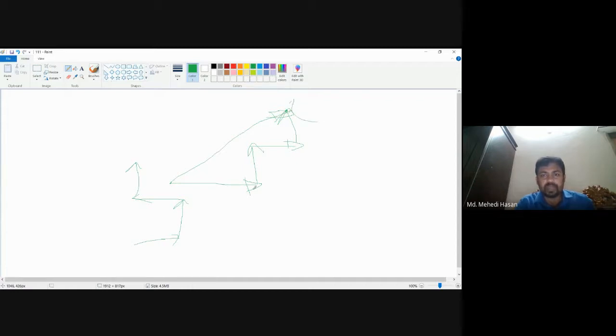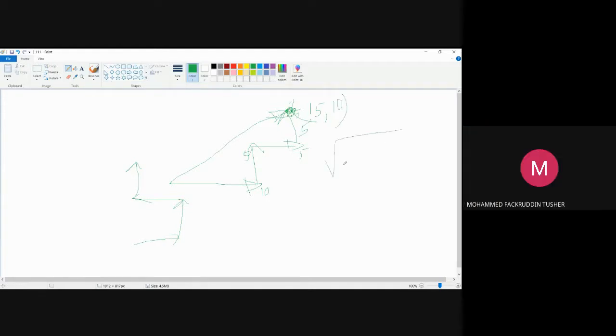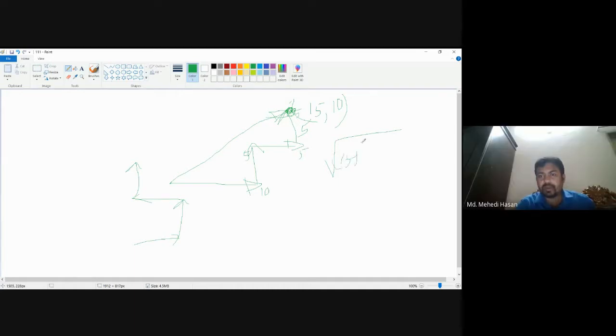Suppose this point is 10, this is 5, and here 5 comes again, and here again 5. Along that direction, 10 plus 5 is 15. So the x component will be 15 and the y component will be 5, and going upward again 5, so 10. So (15, 10) is the final vector, so displacement will be root of 15 square plus 10 square. Here 15 is the x component, 10 is the y component, and you get the angle theta by using tan inverse 10 by 15.